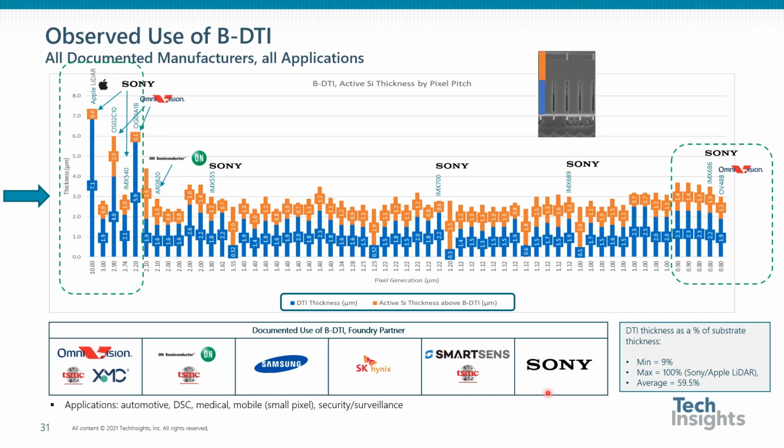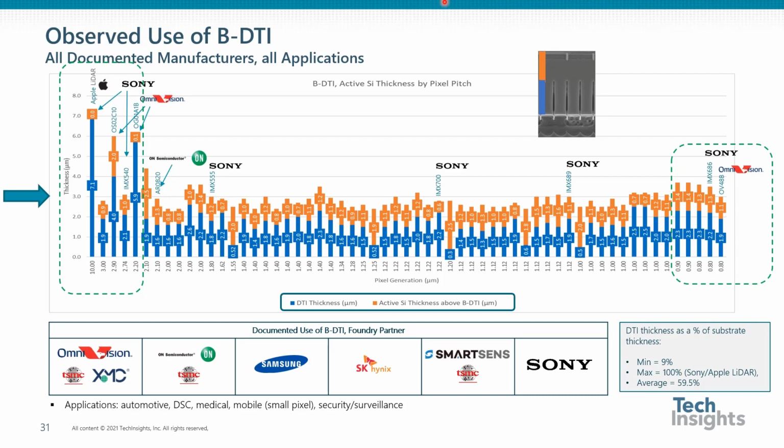The other thing to note is that the smaller pixel pitch sensors have not had a significant change in thickness overall. And also to note that if we look at the numbers over here, the ratio of DTI over the entire silicon thickness is about 60%.